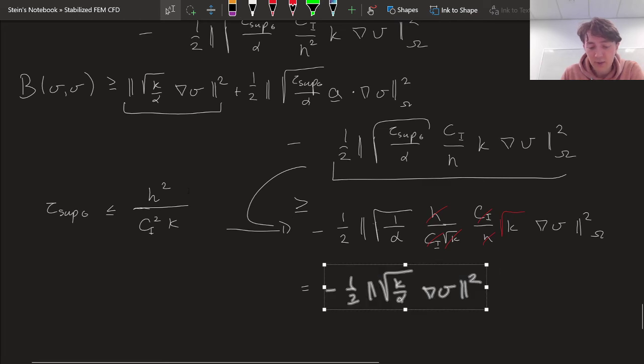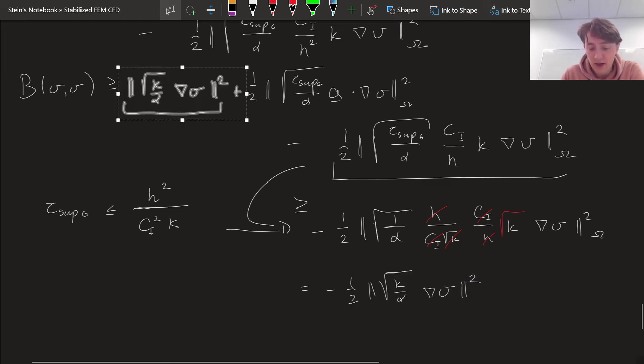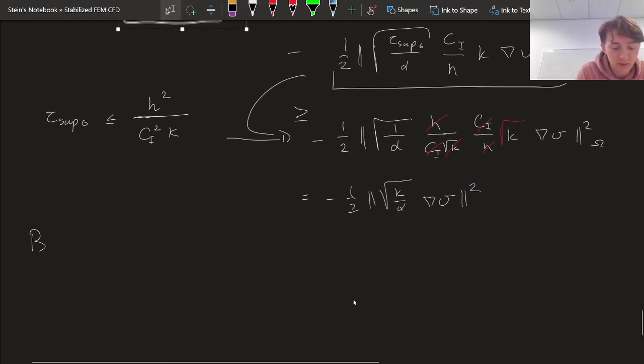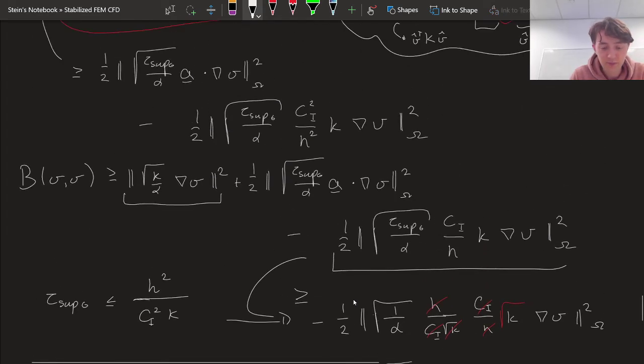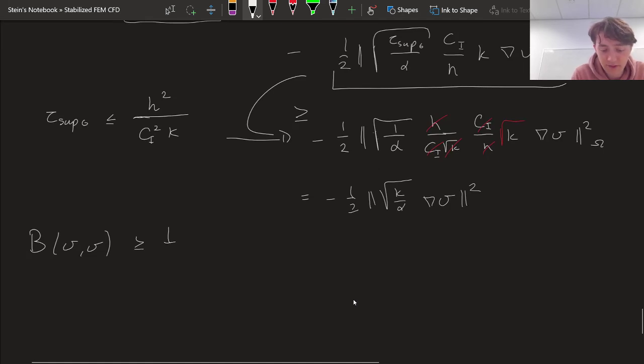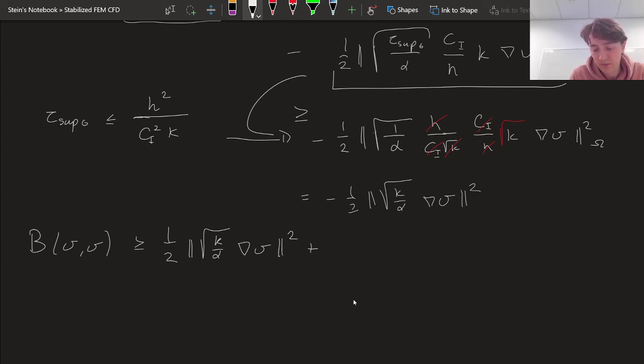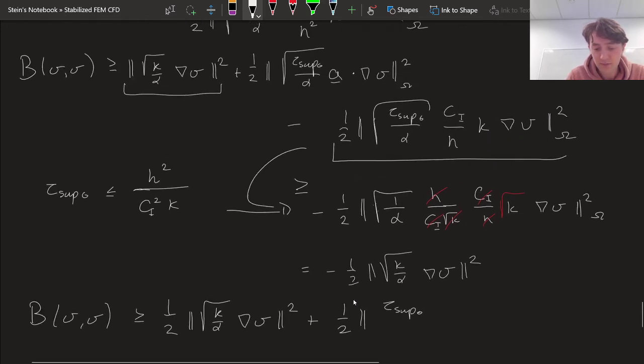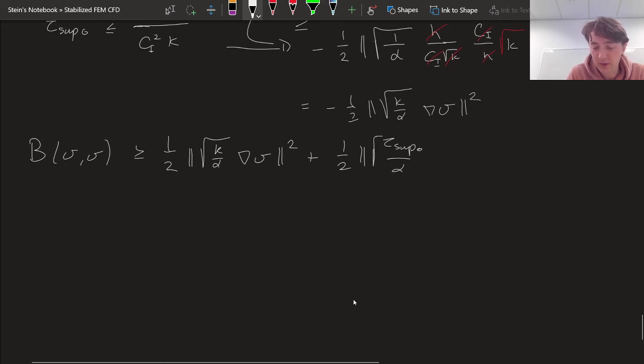So now this is the same term as we have over here with a half. So we get again B(v, v) is larger than or equal to half of that norm plus half of our tau SUPG divided by alpha square root a dot gradient v.